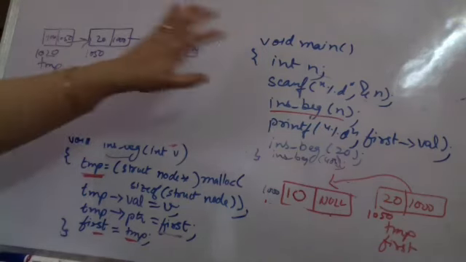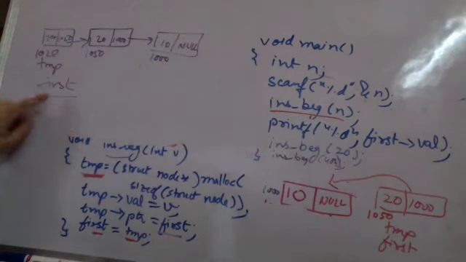To access the entire list, I have only this pointer in the whole program. So it is very important to maintain this pointer, which is the first pointer.